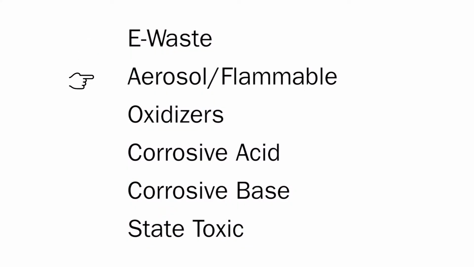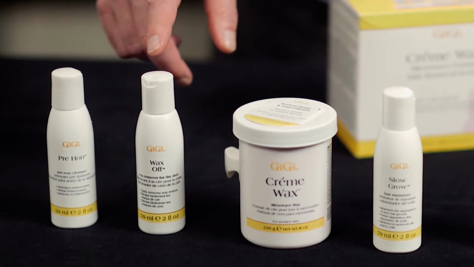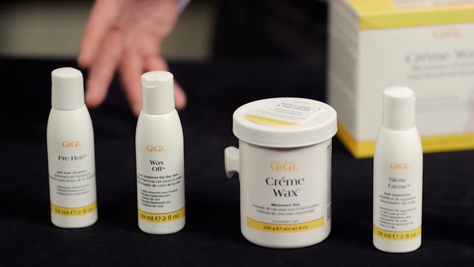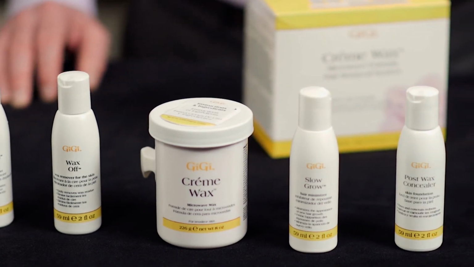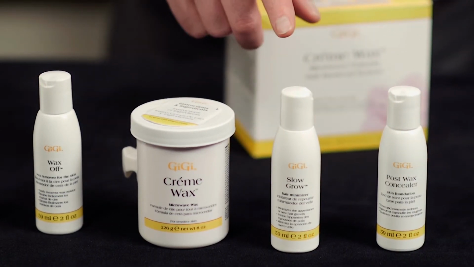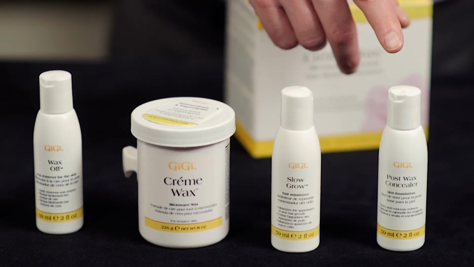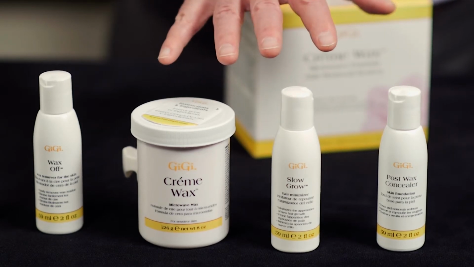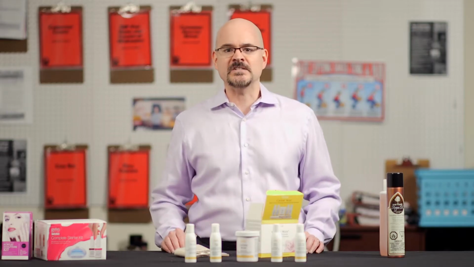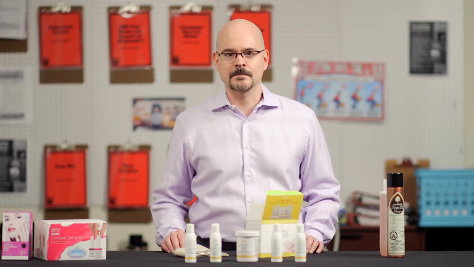Next up is flammable. In this case, we have a pre-wax cleanser and the wax-off wax remover for the skin that are both flammable, so they go into the aerosol flammable category. That leaves the cream wax, slow grow hair minimizer lotion, and post-wax concealer skin foundation. These are not oxidizers, corrosive acids, or bases, but they do fall into the state toxic category. So you'd put those into the state toxic bin.